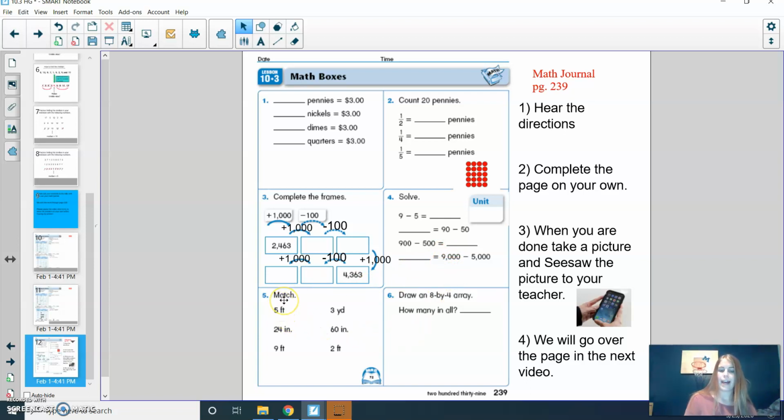For question number 5, draw lines matching the feet and inches to how many yards or feet or inches. And lastly, for number 6, draw an 8x4 array and then tell how many in all. So again, boys and girls, I'm going to ask that you complete the math journal page on your own. Once you're all done, take a picture on Seesaw and send the picture to your classroom teacher. And we will go over this page in our next lesson.